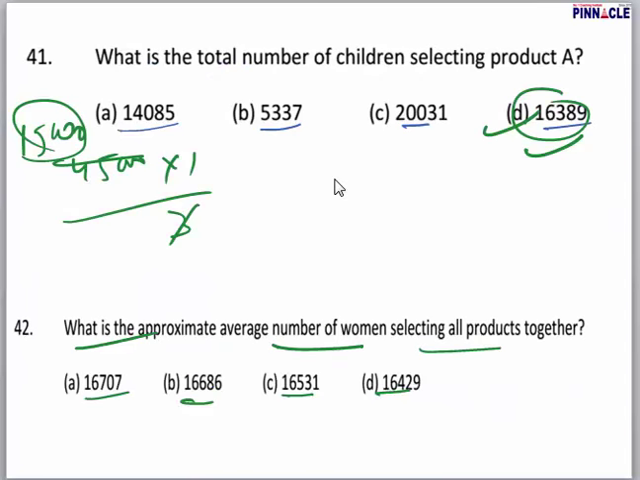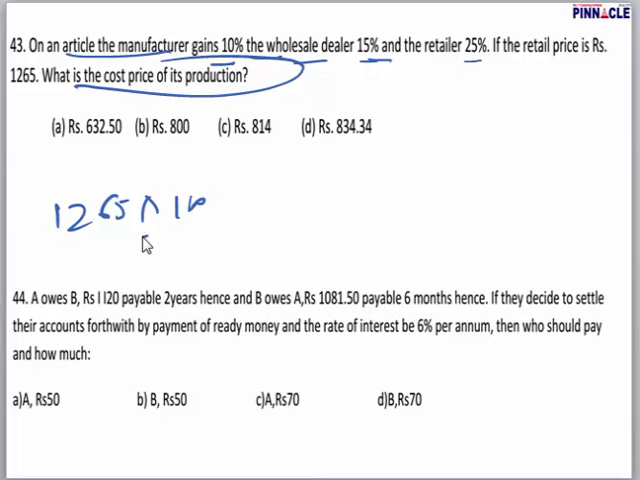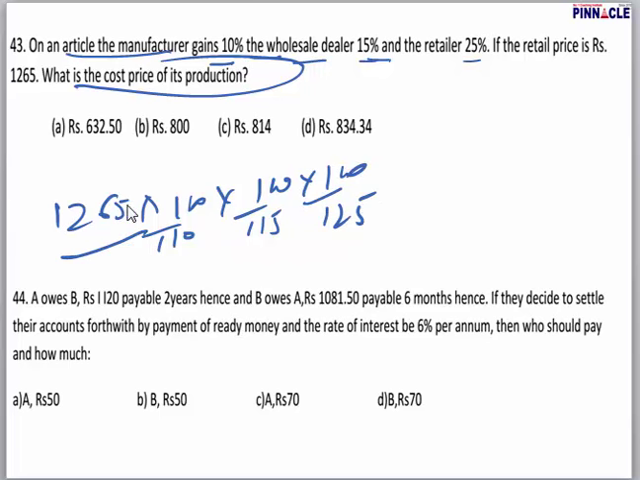The next question is 43. On an article, the manufacturer gains 10%, the wholesale dealer gets 15%, and the retailer 25%. If the retail price is 1265, then what is the cost price of production? Such a question you can solve like this: 100 divided by 110, 115, and 125. You have to do the back calculation. Such kinds of questions you can do by this method.